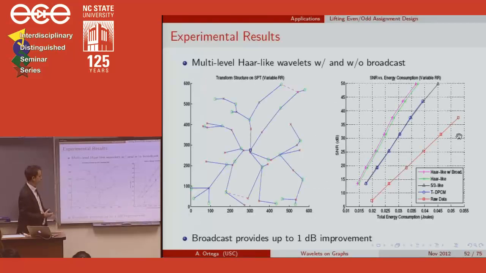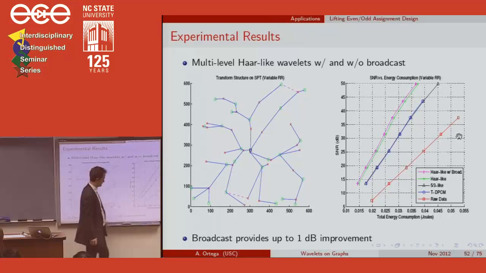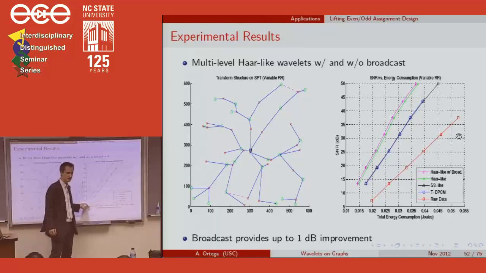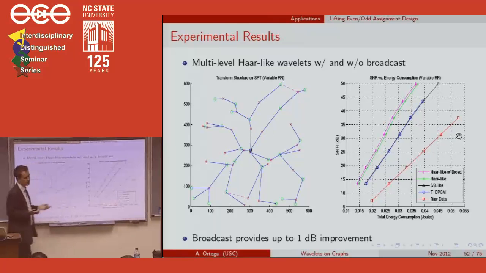We have done quite a bit of work on this. Just to give you a flavor, let's say this is the routing tree. These dashed lines correspond to broadcast connections that are not directly in the tree. I'm not going to get into that. But the main thing is that if you consider the quality of the reconstruction versus the energy consumed transporting things through the network, you can see that raw data does much worse than either of these two transforms. So doing a transform actually helps.